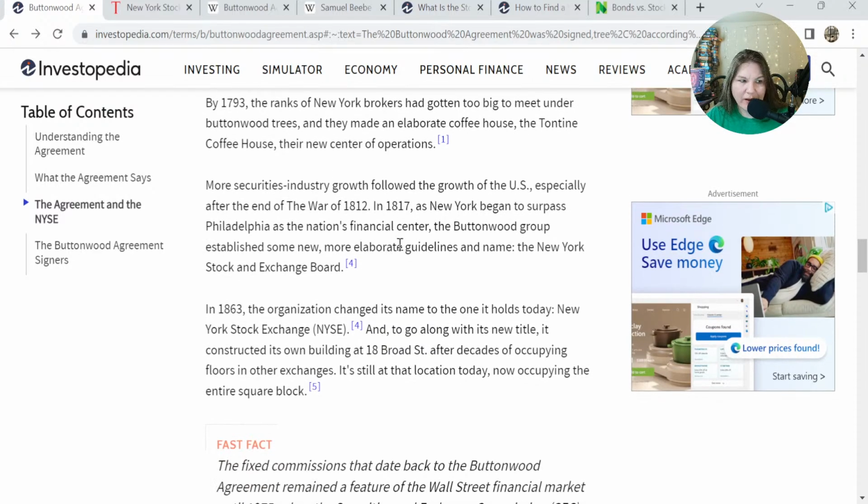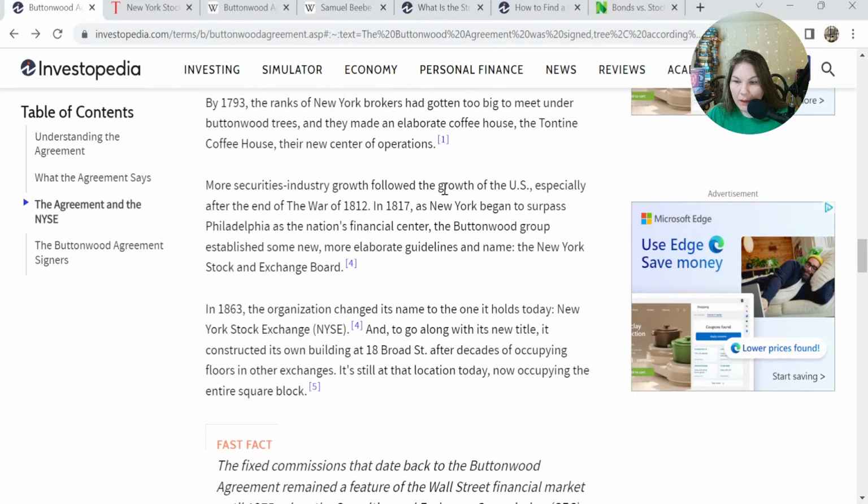It's super crazy, Hewitt. Super crazy. The more I read, the crazier my eyes are like, what? More security industry growth followed the growth of the U.S., especially after. Stay tuned, Hewitt, because what's even crazier is when we look at the list of 24 brokers who signed the Buttonwood Agreement. It's coming. Stay tuned.